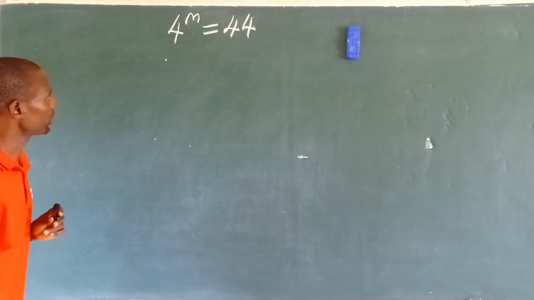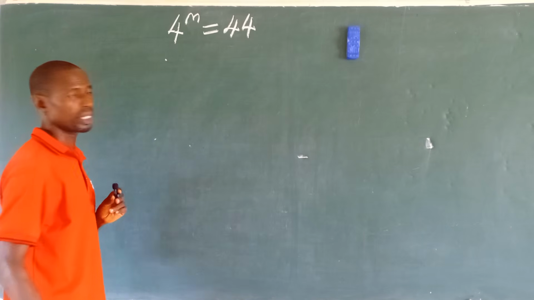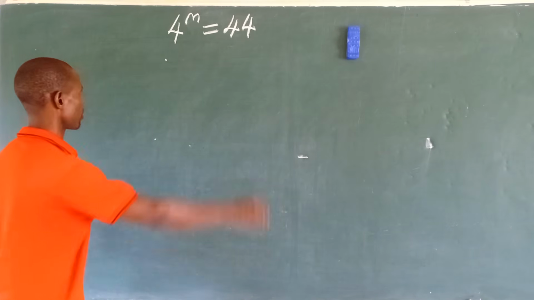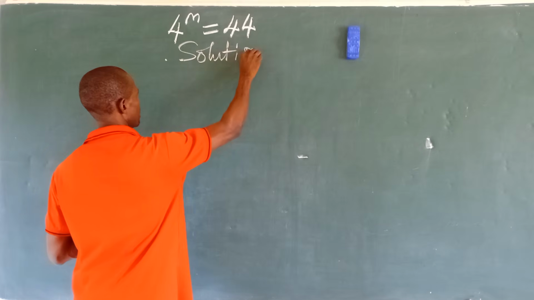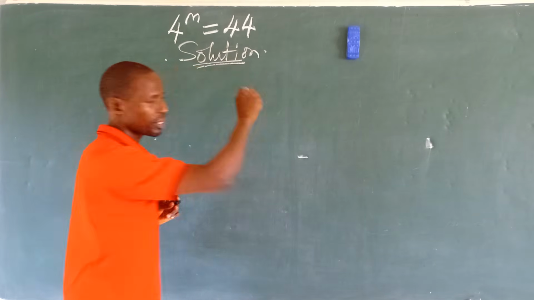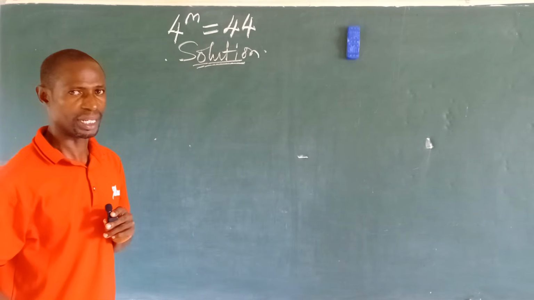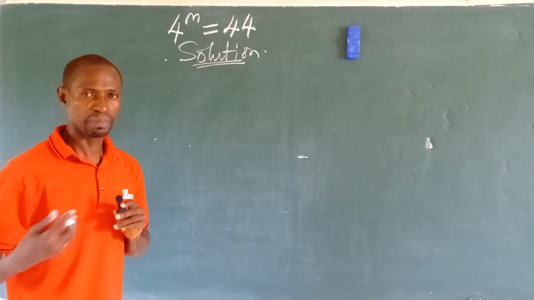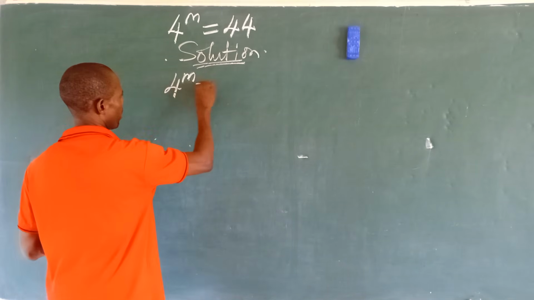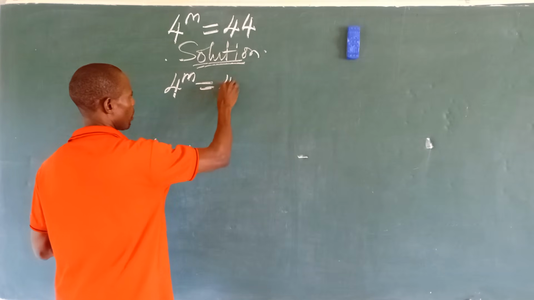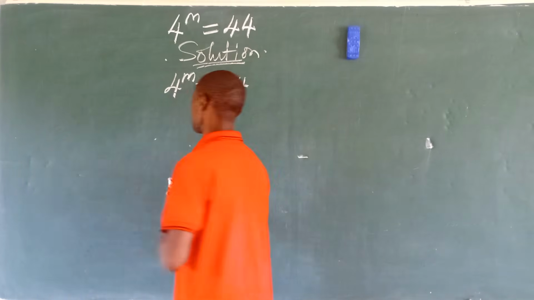We have 4 to the power of m equal to 44. How do we solve for the value of m in this challenge? These are simple exponential equations that can be solved in split seconds. So the question is 4 to the power of m equal to 44.